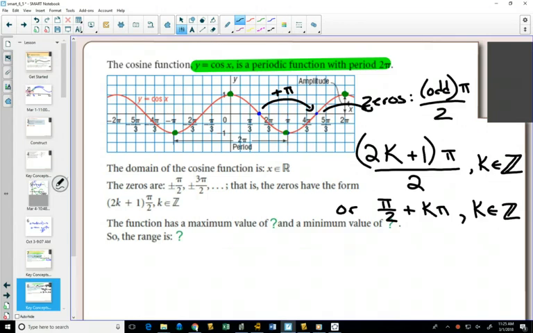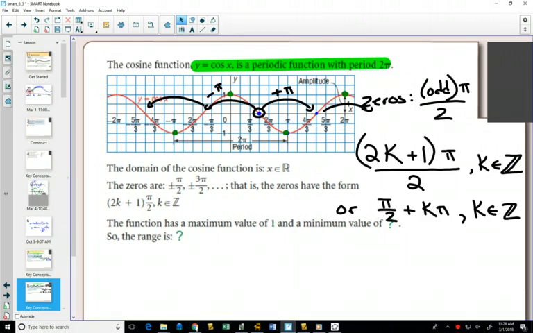So the first one, we looked at the pattern and we said they're always odd numbers of pi over 2. So how do I write an odd number? 2k plus 1 times pi over 2. The second method is I want to start with this one, and if I want to find all the other ones, all I have to do is add or subtract pi as many times as I'd like. So I start with pi over 2 and add pi or subtract pi, where k is any integer, as many times as I like. We'll add them all together.